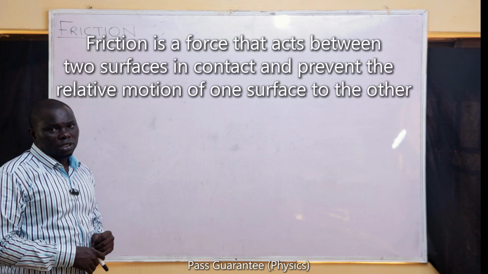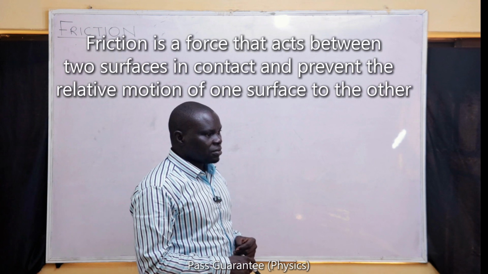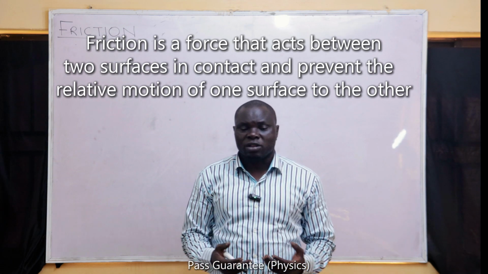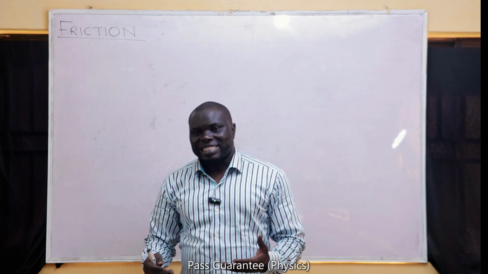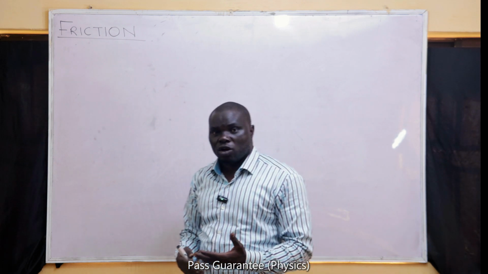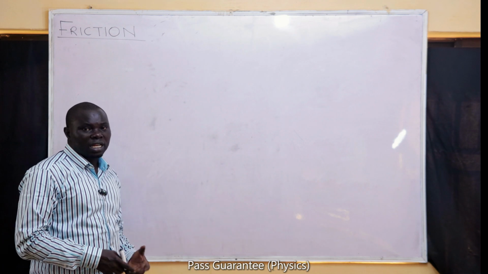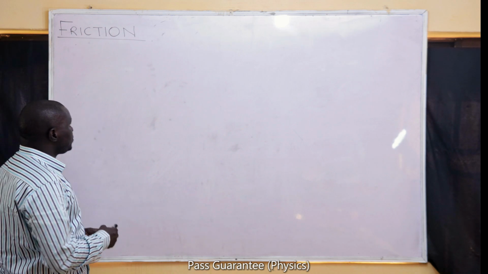Friction is a force that acts between two surfaces in contact, and it prevents the relative motion of one surface over another. I'll go over that again. Friction is a force that acts between two surfaces in contact, and it prevents, or it tends to prevent, the relative motion of one surface over another.